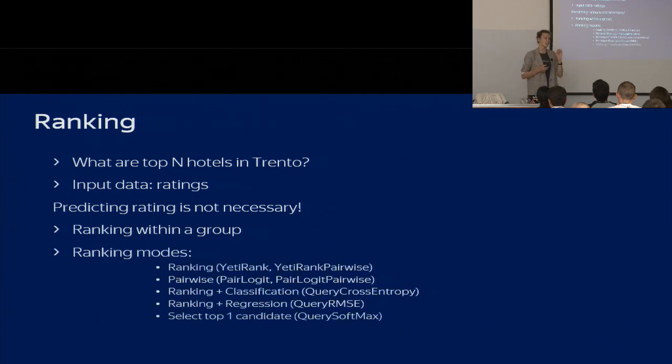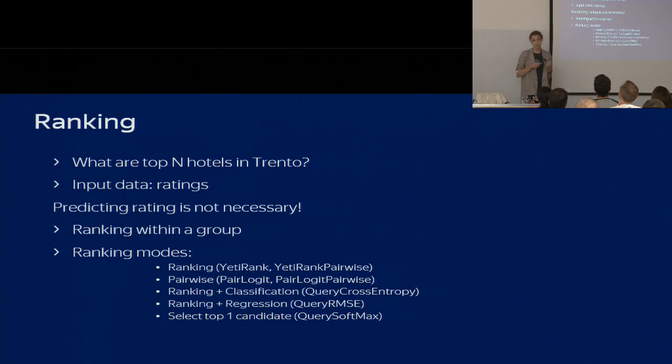We are using ranking heavily in Yandex because we have many tasks where we need it. And that's why we have many production modes for ranking. The first two are YetiRank and YetiRank pairwise. It's just ranking, where you have these groups, and in each group you have a rating, and then you train on that, and then you predict the order of the objects.